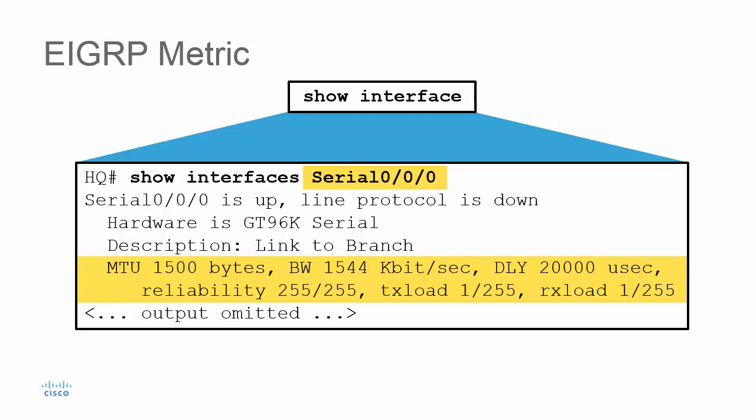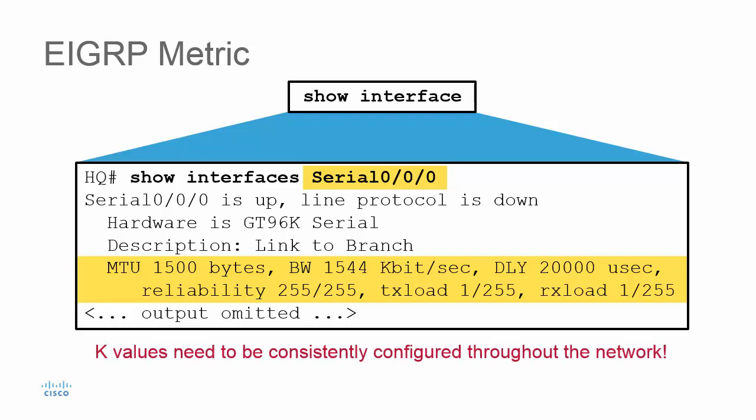You should note that a mismatched K value will cause a neighbor to be reset even if that value is unused. So always remember that K values need to be consistently configured throughout the network and only changed under the recommendation of Cisco. EIGRP metric K values are carried in EIGRP hello packets.